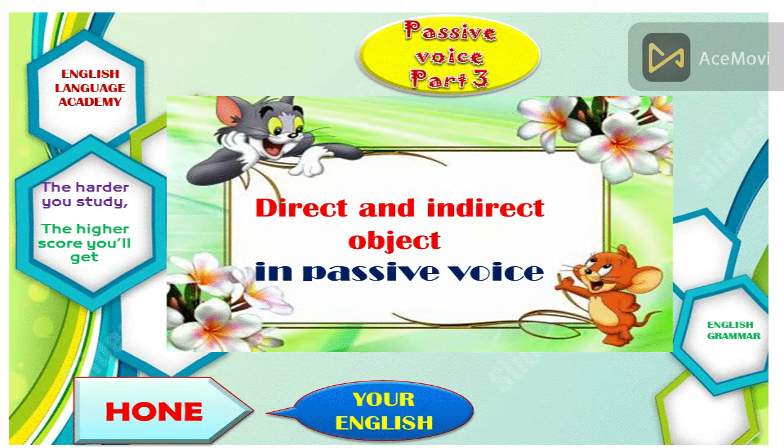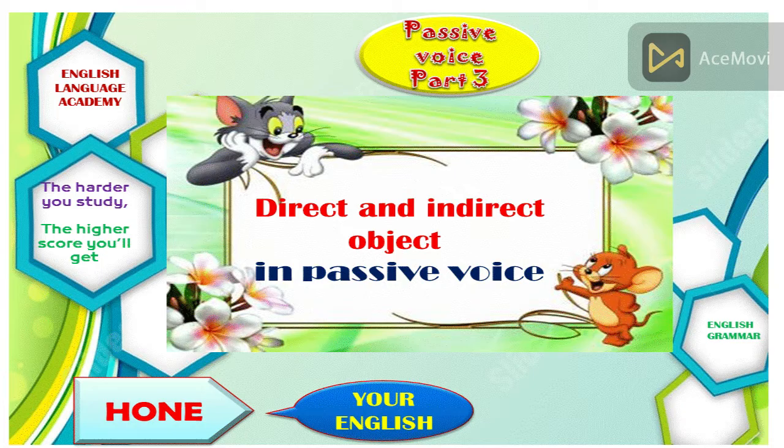Welcome to the third part in passive voice, part 3. Today's unit session is about direct and indirect object. Okay, so we're going to talk about the object of the verb in passive voice.